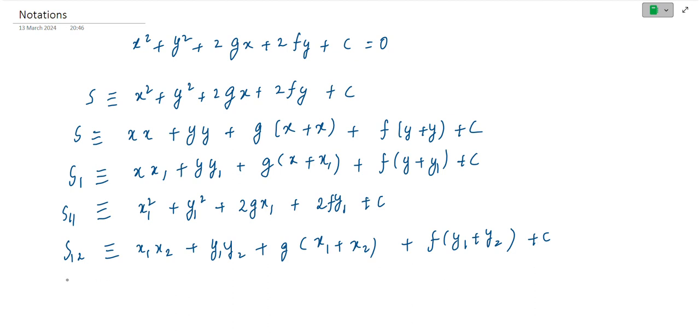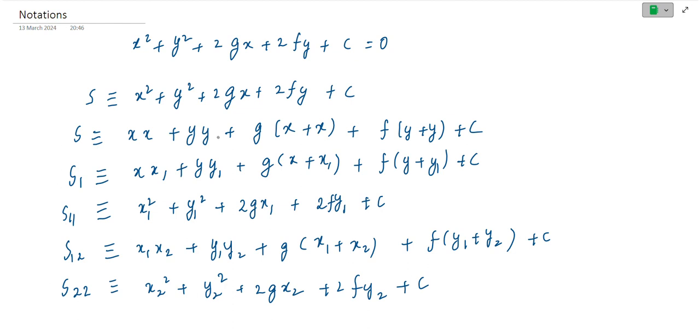S22 means simply replace both x's with x2. So we are going to get x2 square plus y2 square plus 2g x2 plus 2f y2 plus c. These are the expressions we are going to use again and again.